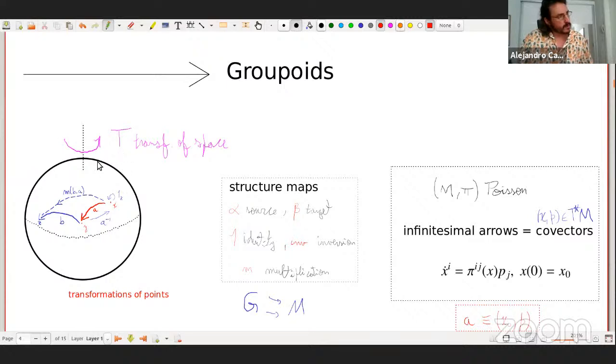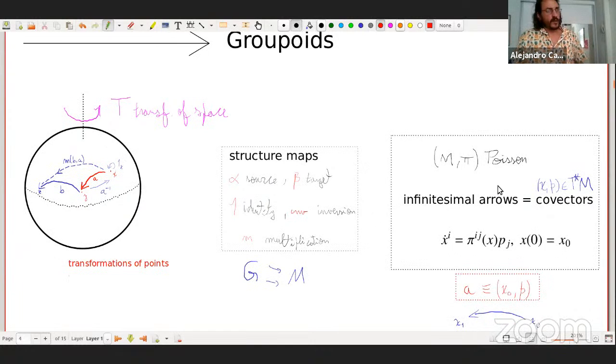For groups, one incarnation is transformations of spaces. But for groupoids, at least in this talk, it's useful to think of transformations of individual points separately, not of the whole space. And so then the groupoid structure, there is a set of arrows, a set of objects, and there are structure maps. For example, the source of the arrow, the target, there is an identity arrow for each object, there is an inversion, and there is a composition like this.